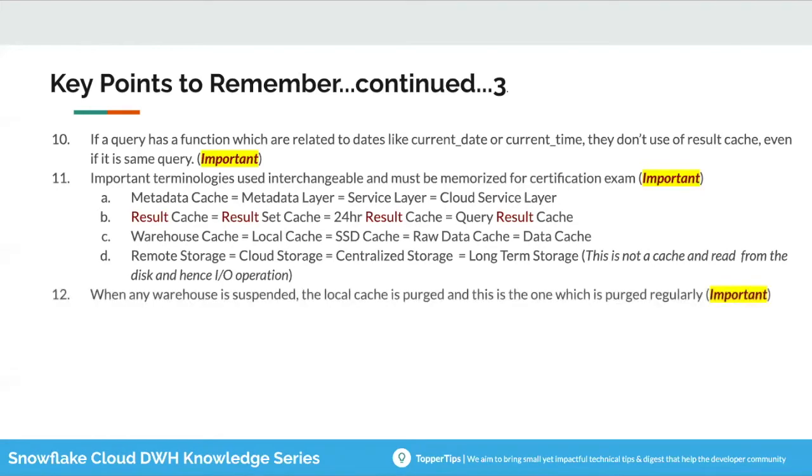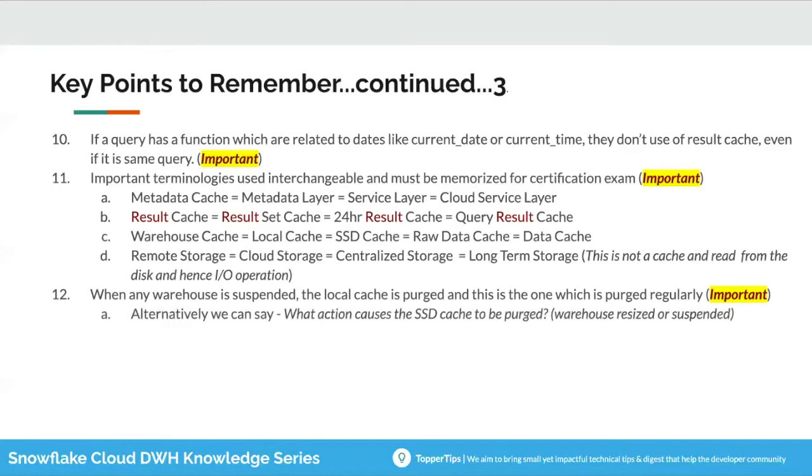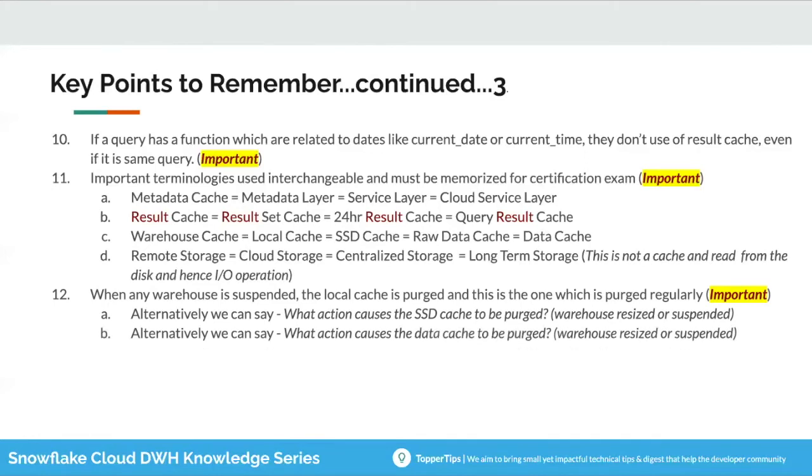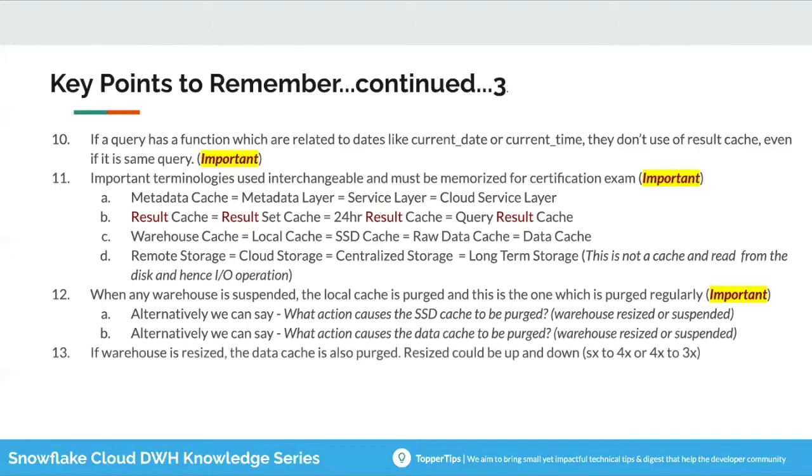When any warehouse is suspended, the local cache is purged. So a question may come: which cache is purged regularly, or which cache is purged when the warehouse is suspended? Alternatively, what action causes the SSD cache to be purged? It is exactly the warehouse resize or warehouse suspend. And the question may come, what action causes the data cache to be purged? Again, the answer is the same: warehouse resize or suspend. When I say resized, it could be from small to large or large to small. In any case, the cache would be purged.